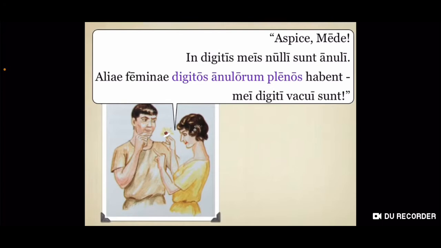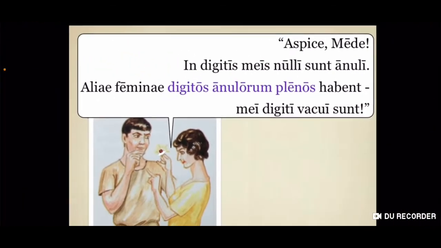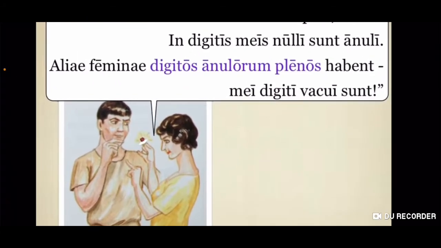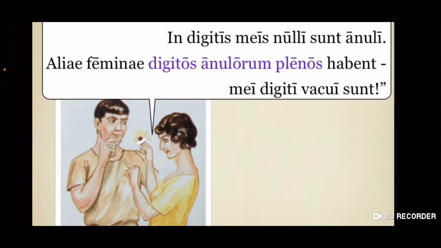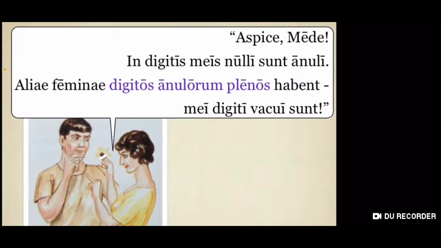Other women have plenty of rings on their fingers. Oh, I said that wrong. Other women have fingers full of rings. Full of rings. Annulorum, of rings. That's what threw me off. I know that, of rings. So instead of plenty, it would be good to translate that as full of. My fingers are empty.